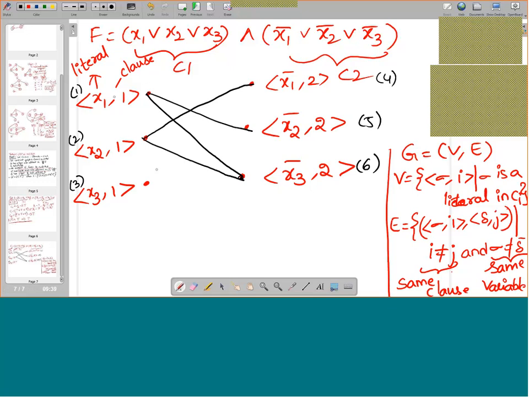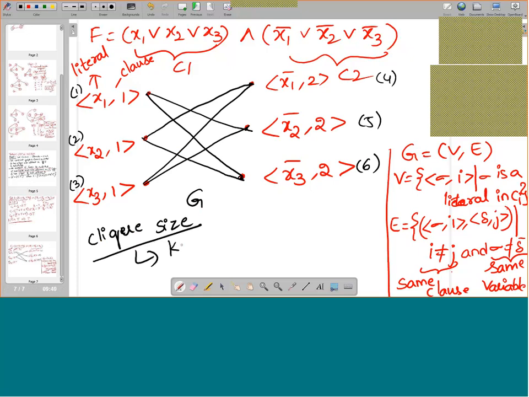So we can construct 3 to 4, 3 to 5. Why? Because different variables, different classes. We cannot construct between 3 to 6. Why? Because same variable. So similarly for 4, 5, 6 also. So we got the graph, and last class I found the clique size for this graph is 2.